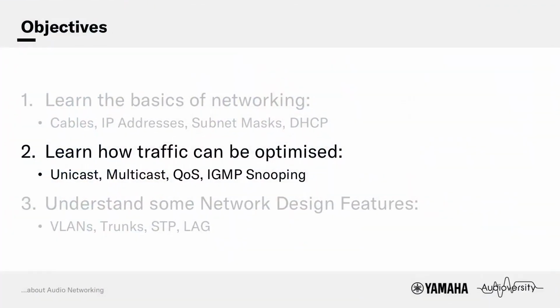Right, that's it for IP addresses. Next, we're going to move on and we're going to learn about how traffic can be optimized. So Unicast, Multicast, QoS, and IGMP Snooping.